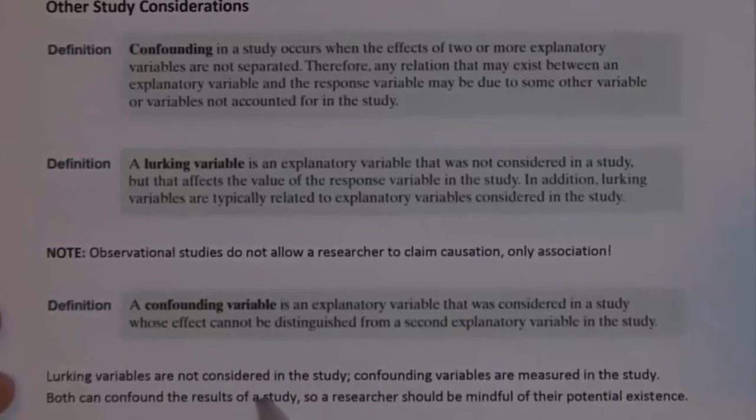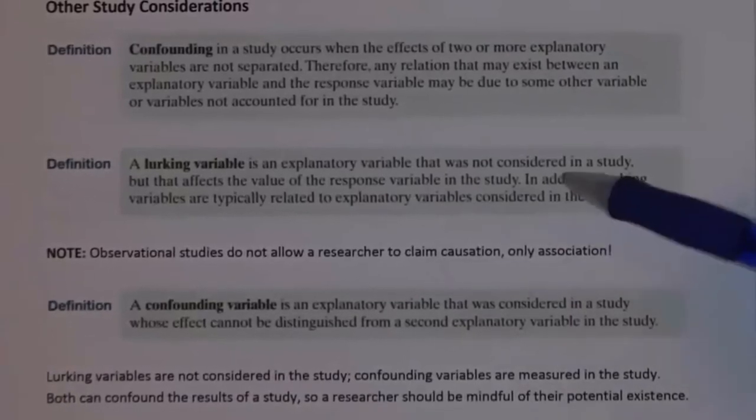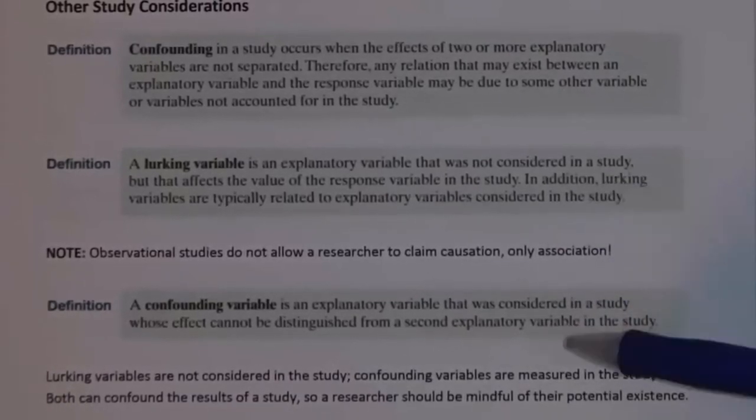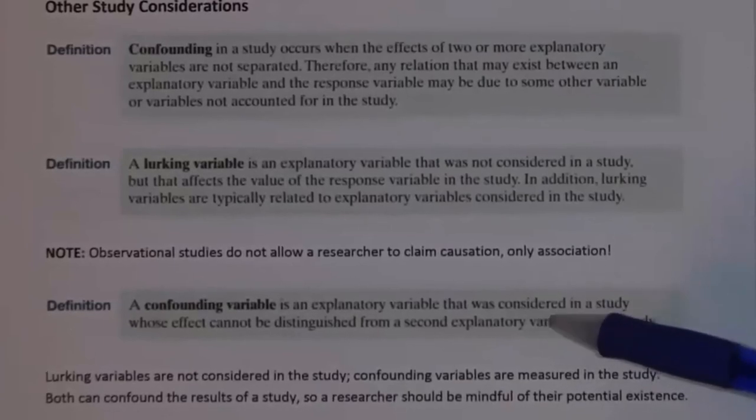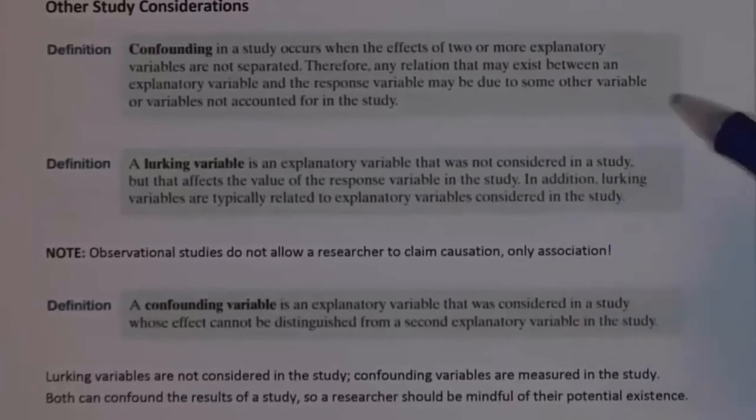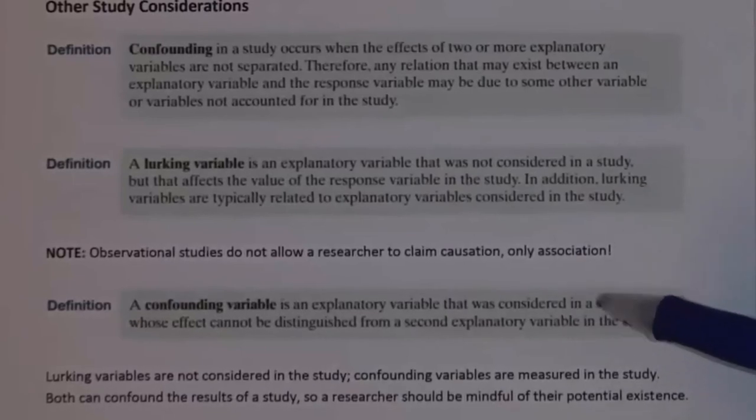Lurking variables are not considered in the study. Confounding variables are measured in the study. Both can confound the results of a study, so a researcher should be mindful of their potential existence. That is a big deal. So again, the difference between a lurking variable and a confounding variable is that a lurking variable is overlooked, right? It wasn't considered. But a confounding variable was considered, but it's just kind of doing the same job as another variable. So that could cause problems.